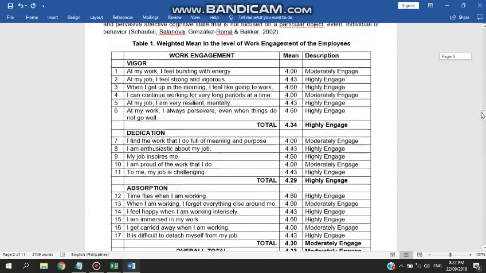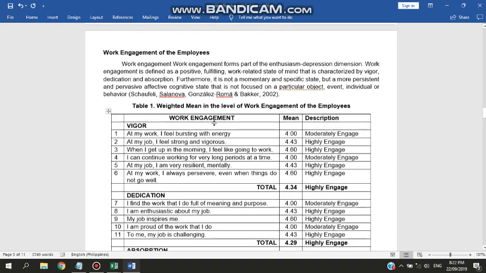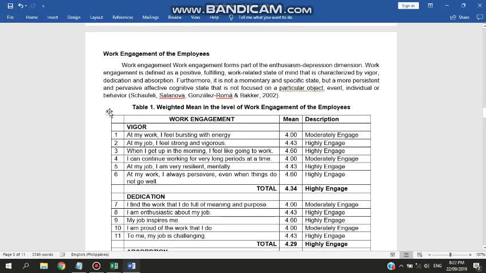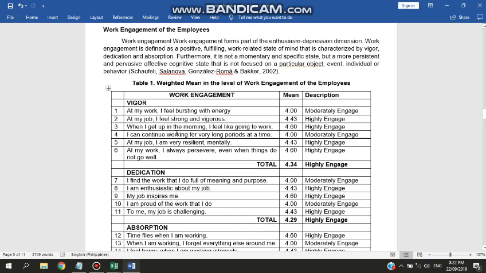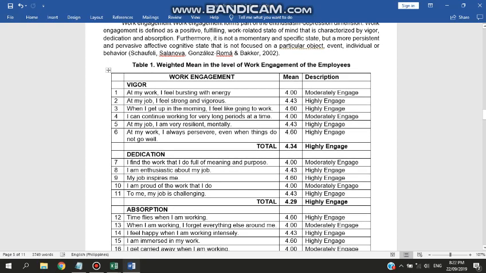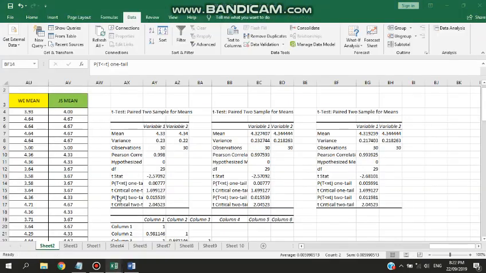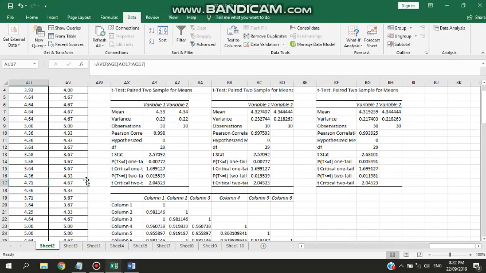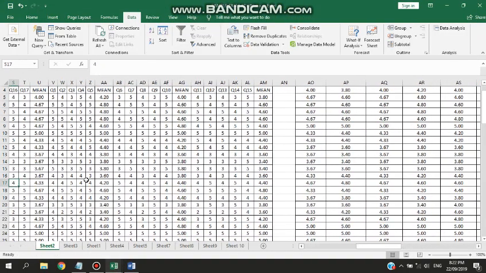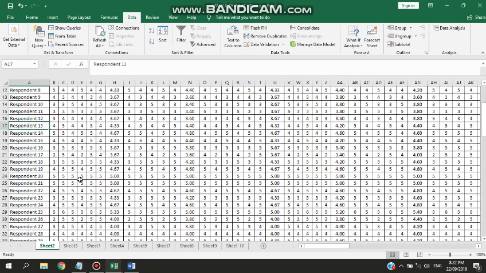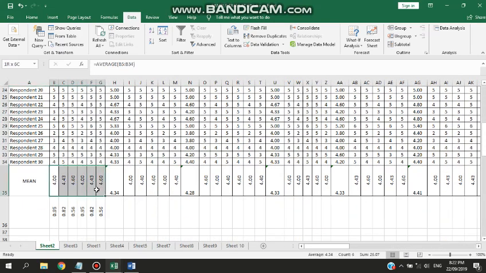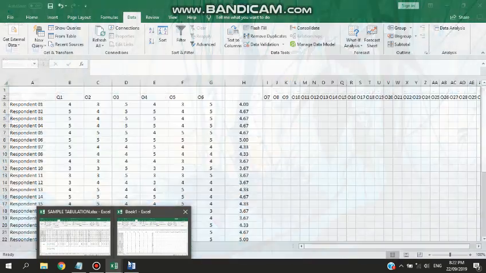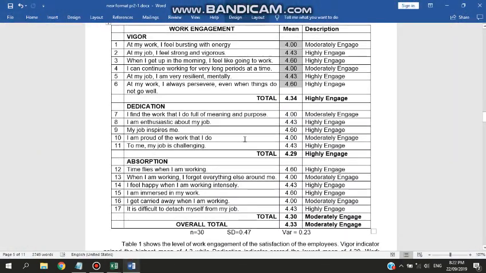Anyway, so you have to make a table again. So, you just have to copy your questionnaire and you have to put the mean for each item. As you can see a while ago, mean for each item is nasa baba. You just have to copy it manually. Ayan siya. So on and so forth.